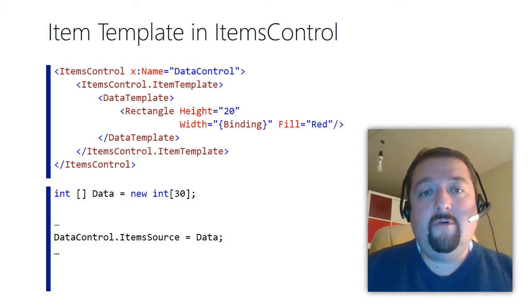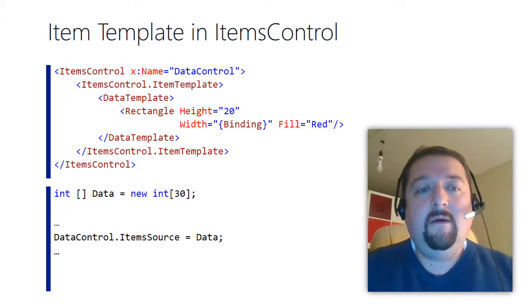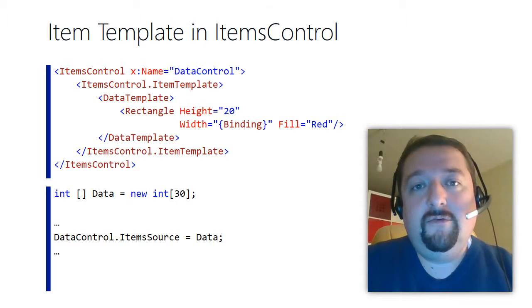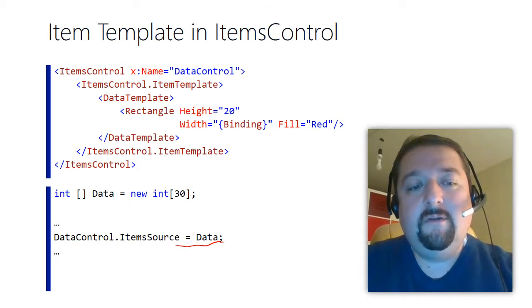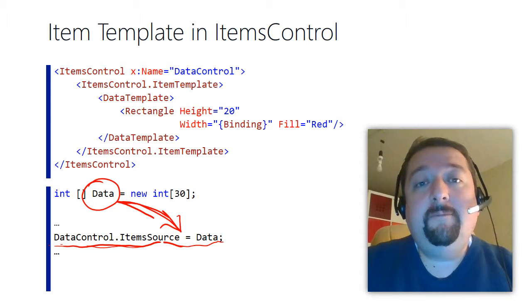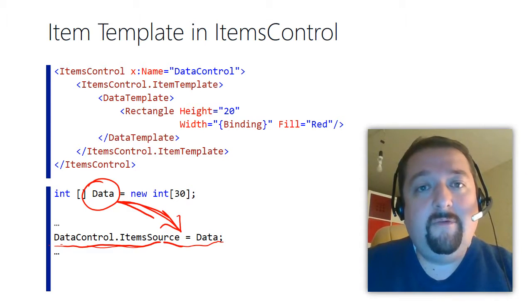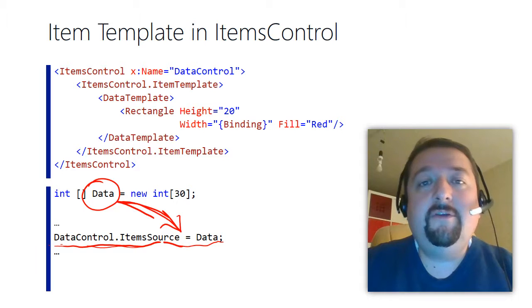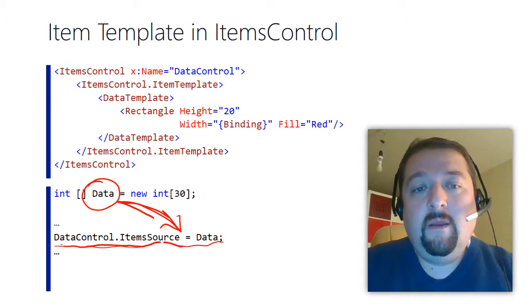In order to show our array on the screen, we used the concept called data binding. First of all, to show the whole collection, we used this construction, data control dot ItemsSource equals data, where data is the actual array. With this one line of code, we assigned the whole array of numbers to ItemsControl, and we were able to display it on the page.